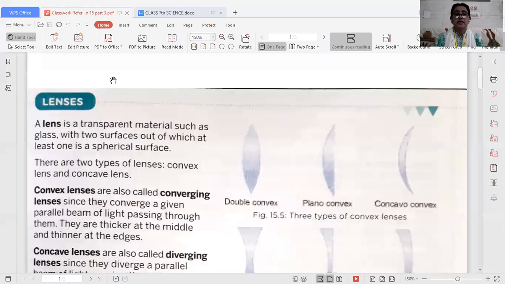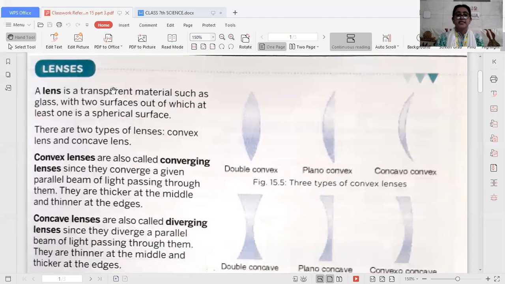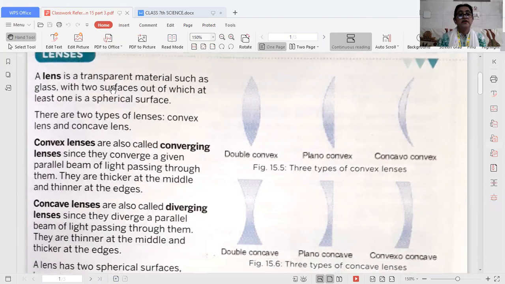So let's start. Today we will discuss lenses. What is a lens? A lens is a transparent material such as glass with two surfaces, out of which at least one is a spherical surface, as you can see here, the two surfaces. So a lens is a transparent material with two surfaces, and out of which at least one is a spherical surface.